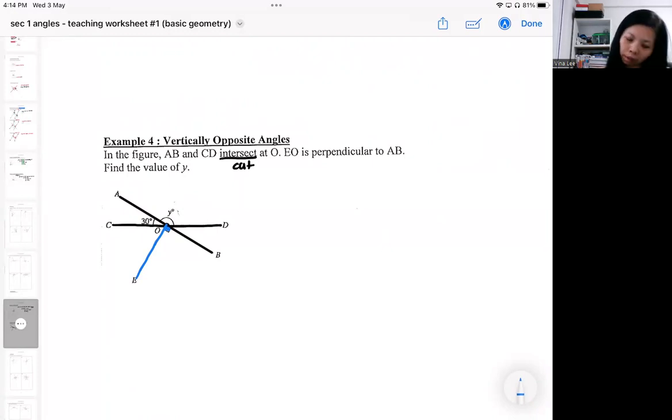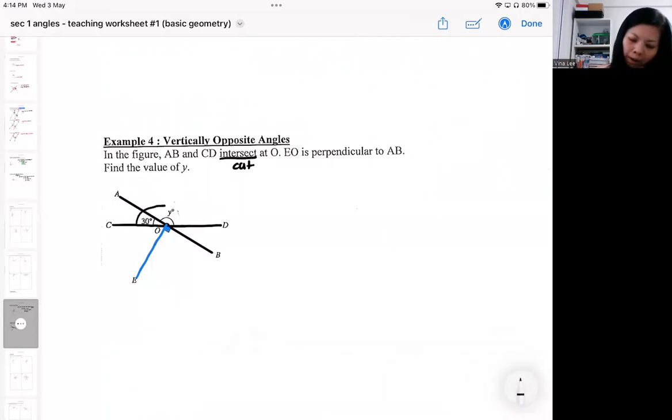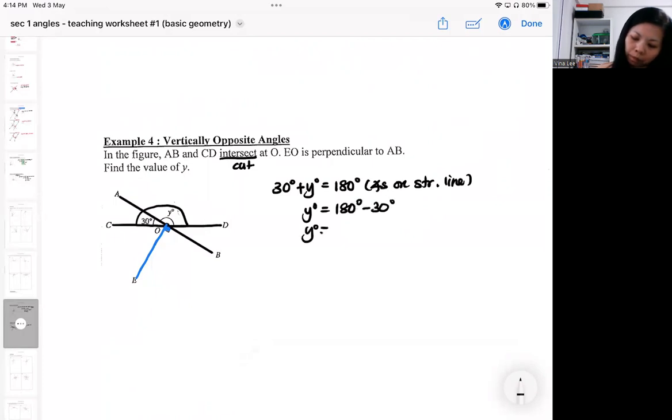Actually for this question, we can do it using angles on a straight line. So I can do it directly like this. So I'm showing you first. So I can use this part to do an angle on a straight line. So it's angles on a straight line. So write the equation and do your algebra.